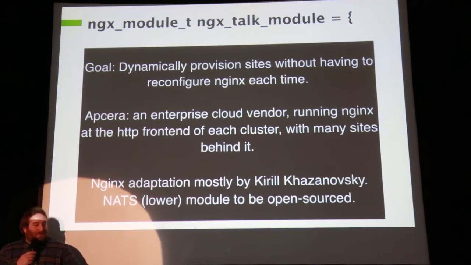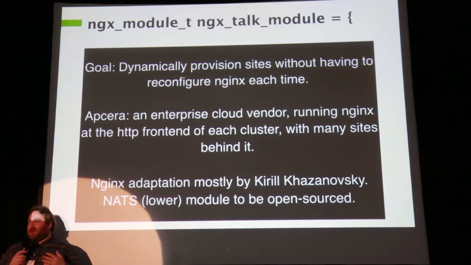So the goal is to dynamically provision sites based on control from other components within our software stack, talking to NGINX. No rewriting configuration files, just talking to NGINX. We are an enterprise cloud vendor. We co-sponsored WebSockets, I think it was. Yep. And what we are doing in our setup is running 2 or more NGINXs at the front end of the cluster, responsible for everything within a given domain, and having our customers spin up instances which have various subdomains of that, and have them dynamically come into play and be routed appropriately.